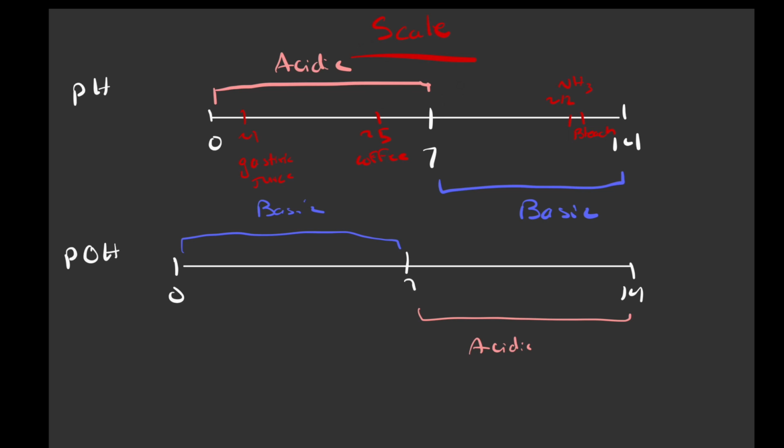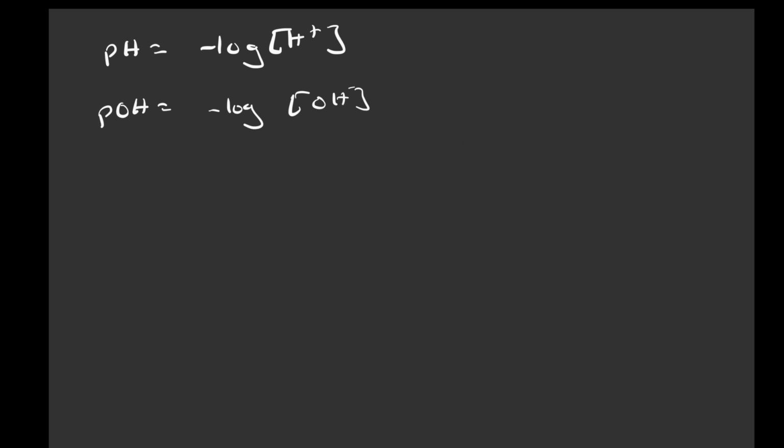Okay, and this leads us into our next point: how do we calculate pH and pOH? This is the part where there are going to be a couple of formulas, so bear with me while I explain each formula and how we can obtain it. Talking about pH, that's the negative log of the concentration of H plus. And pOH is going to be the negative log of our OH, our hydroxide.